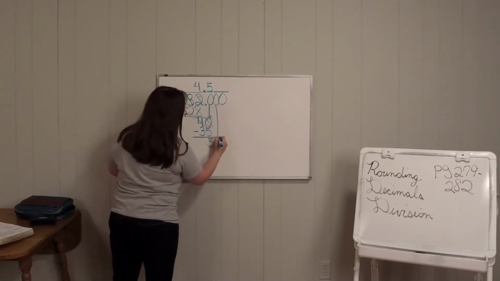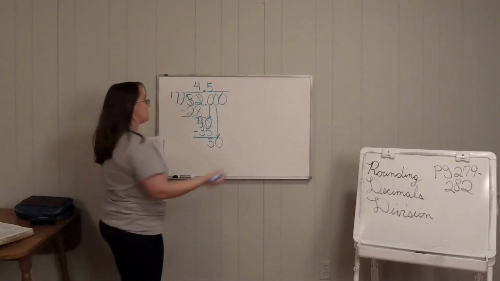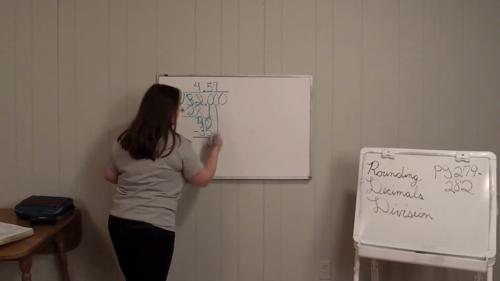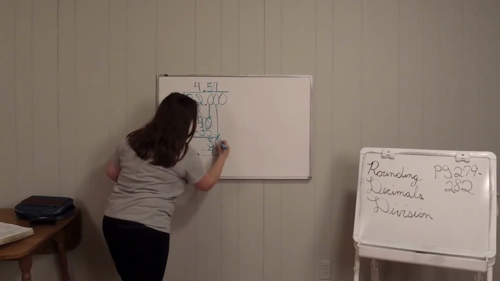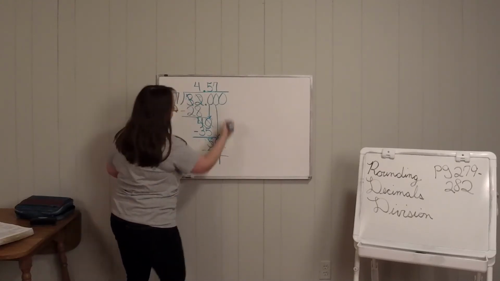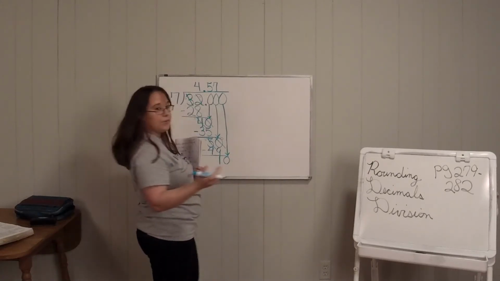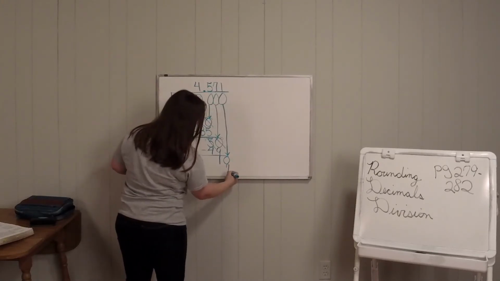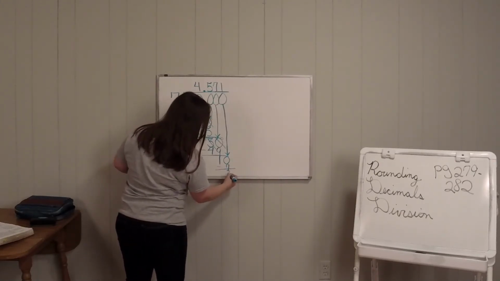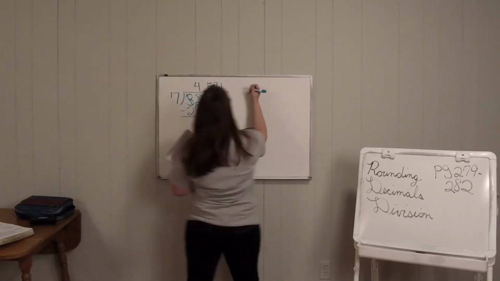Bring down your next 0. We said that 7 goes into 50 seven times because the closest number is 49. Ten minus 9 is 1. Bring down that last 0. How many times will 7 go into 10? 1 time. Okay. So this would be our number that we can round now.